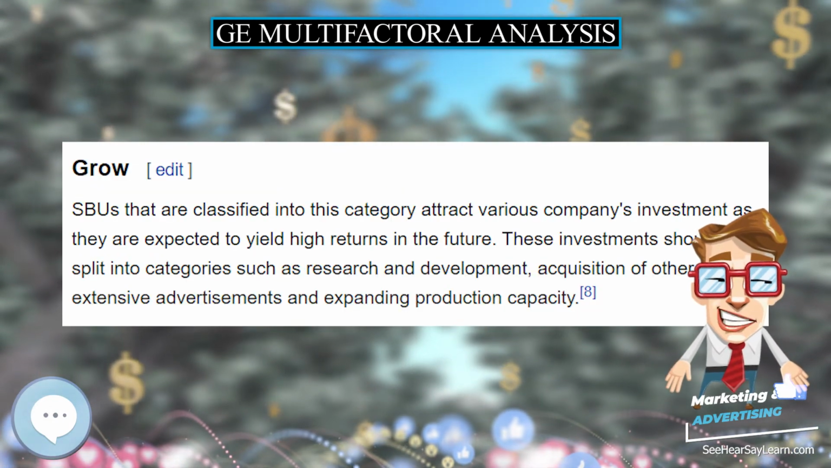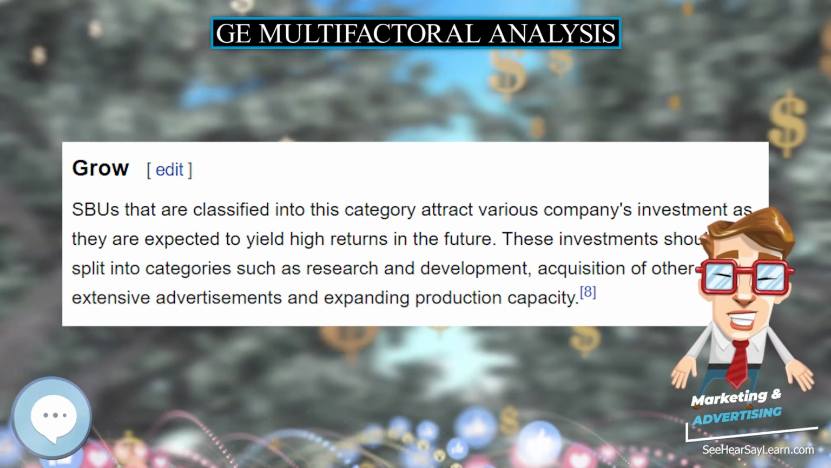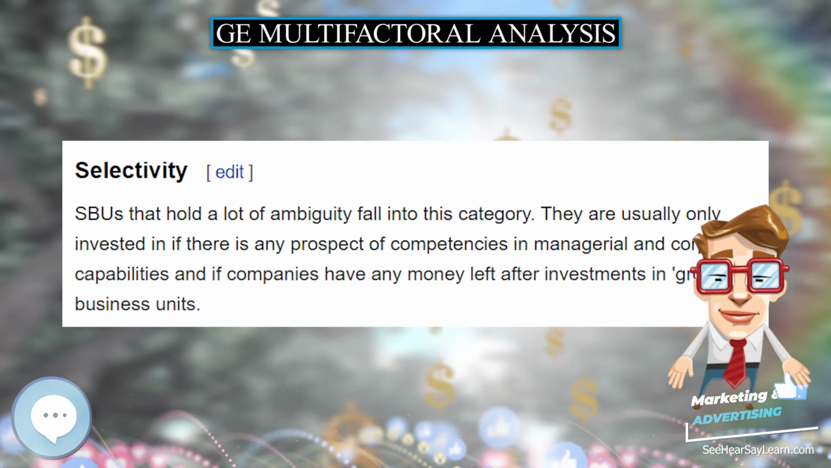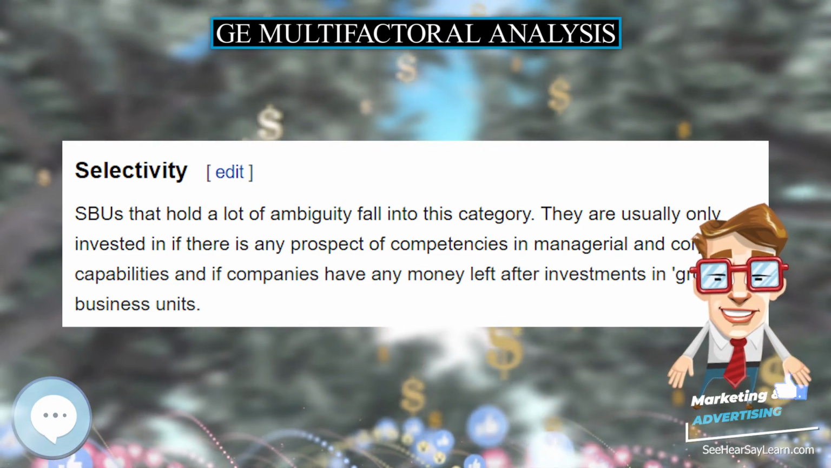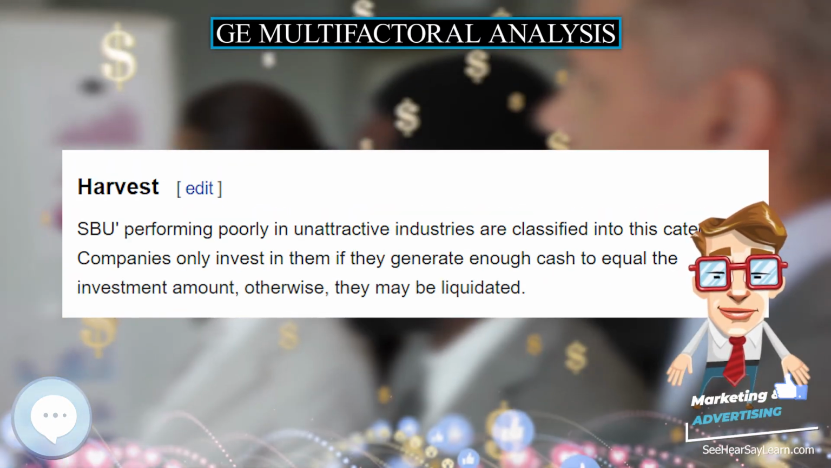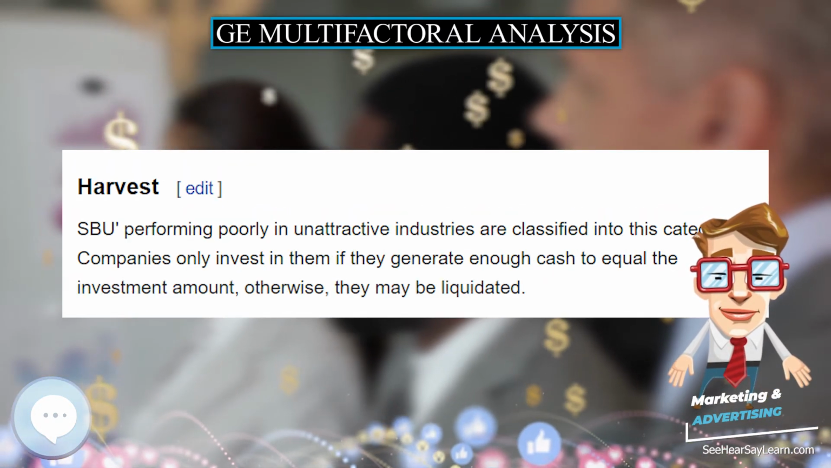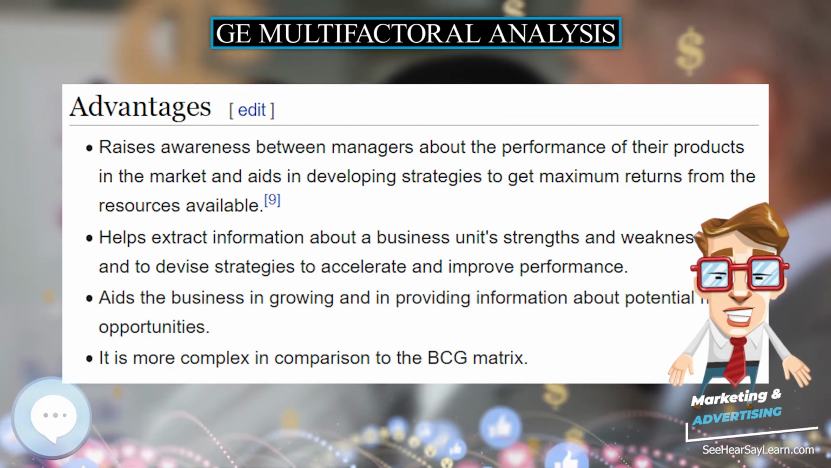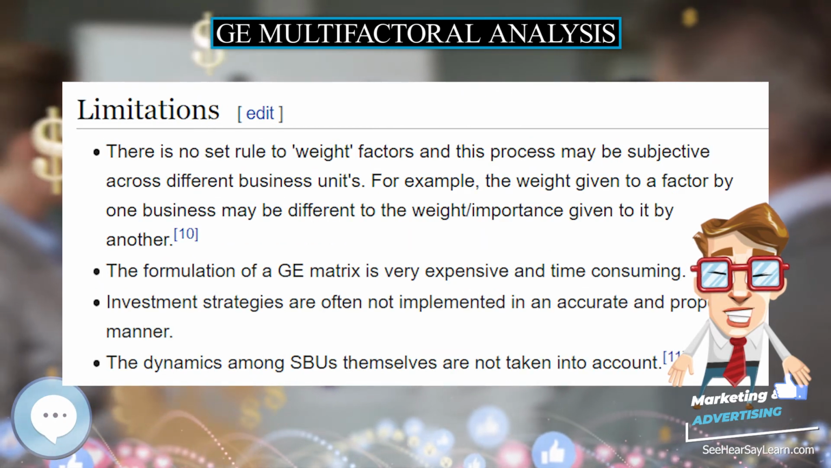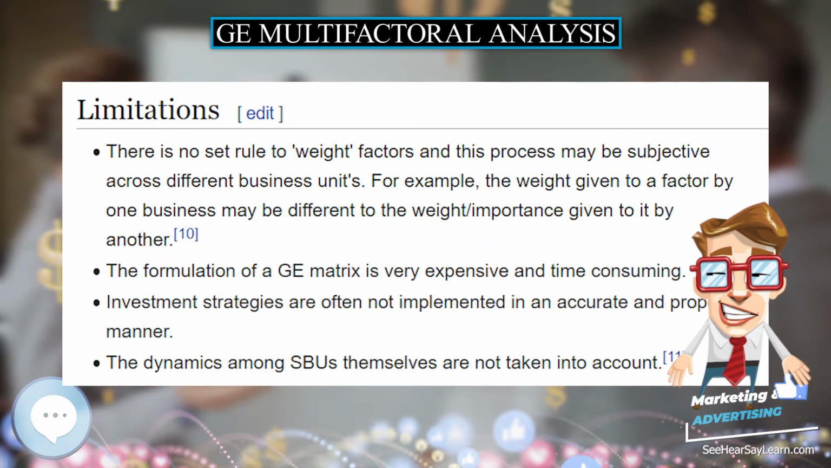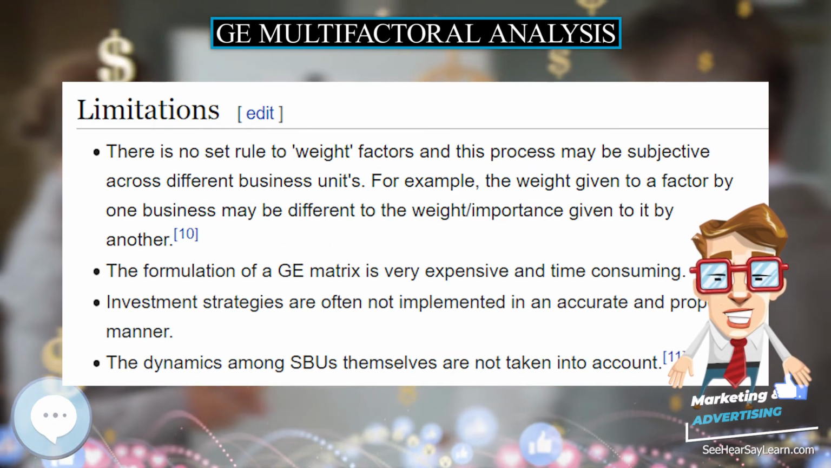Advantages. Limitations. Comparison with the BCG matrix. When compared to the BCG matrix consisting of 4 cells, the GE matrix is more complex with its 9 cells. This means it not only takes longer to construct, but also to implement. The BCG matrix is much simpler and the factors needed to construct it are accessed more easily and quickly.